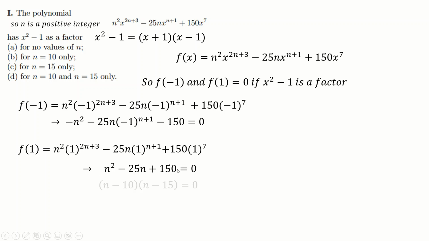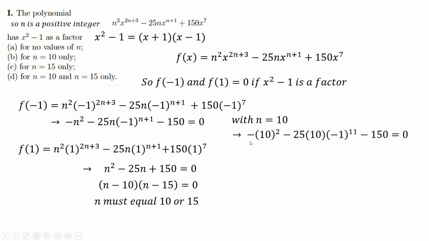And now I can just solve this. It factorizes, you can get answers of 10 and 15. But remember, for this to be a factor, both of these have to be factors. So I don't just want this one to work, I want this one to work as well. So what I do is I shove in 10 into this and shove in 15 into this and verify whether or not they work. So if you shove in 10 to that, you get this.